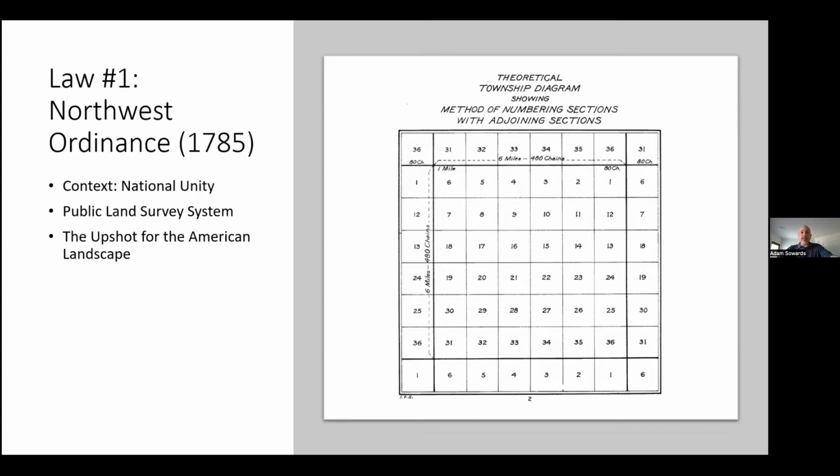So there is a constant conflict, and the survey system did not always conform to the idealized plans that had been made in Philadelphia in 1785. But the upshot for the American landscape is it set a stage. It set a stage for this gridded property to overlay and reproduce across the continent.